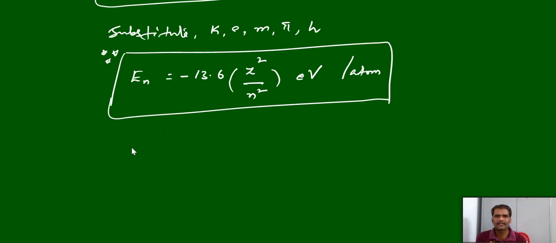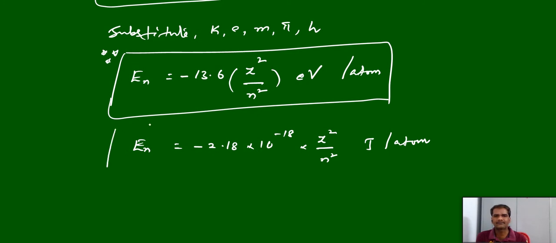And here further you can write these values En. So this is a value in terms of electron volts per atom. Now you convert this electron volts into joules. We know that 1 electron volt is equal to 1.6 into 10 power minus 19 joules, and that value you substitute here, you will get energy in terms of joule. That is 2.18 into 10 power minus 18 Z square by n square. This is joule per atom. This is in terms of joules.